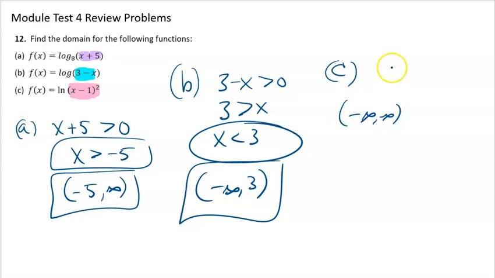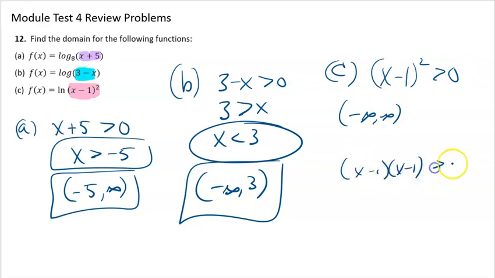Now what we're thinking about really is x minus 1 squared is greater than 0. But what I'm trying to say is that's always true, because when you square something, it turns positive. You could solve this by factoring, which would be x minus 1 times x minus 1 is greater than 0. Then you do your number line.